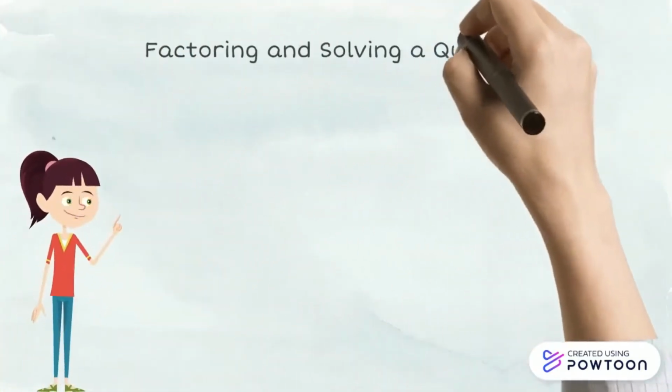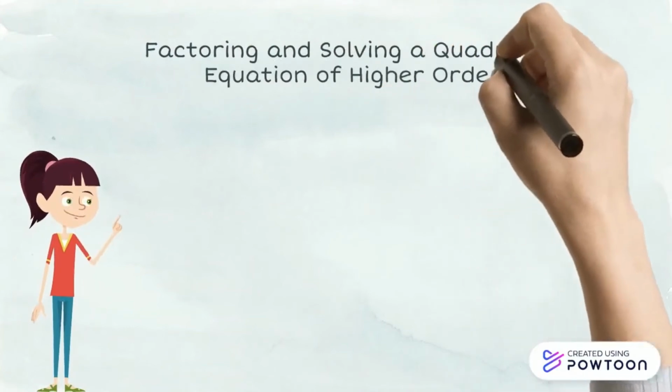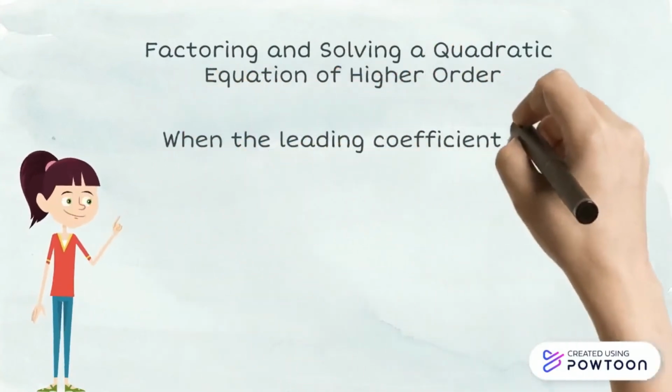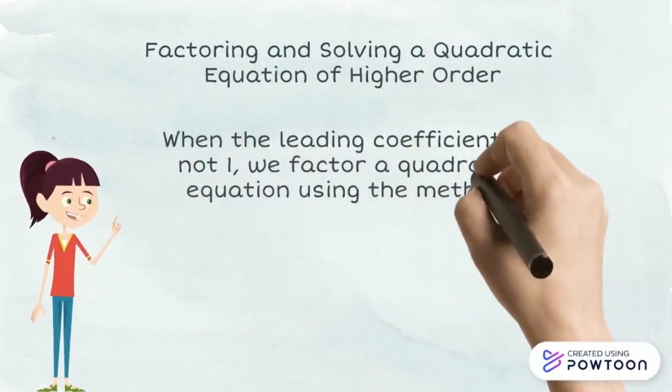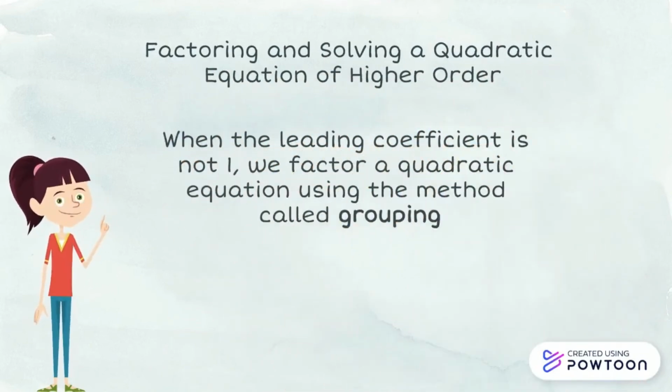Factoring and solving a quadratic equation of higher order. When the leading coefficient is not 1, we factor the quadratic equation using the method called grouping, which requires 4 terms. With the equation in standard form, let's review the grouping procedures.